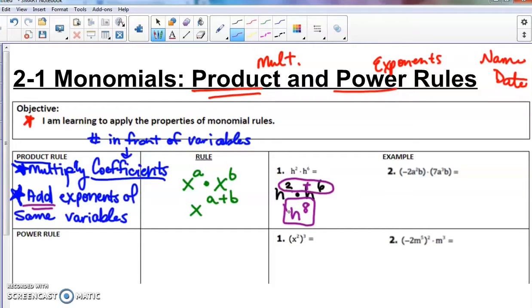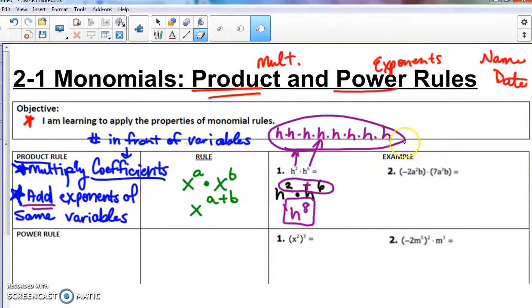And real quick, while we're on this example, I always like to show up here what it actually means. If you have h squared, that actually means h times h. If you have h to the 6th power, that means there's 6 of them. So h times h times h times h times h times h. If you look at all the h's there that are being multiplied together, you have 1, 2, 3, 4, 5, 6, 7, 8, which gives you h to the 8th power. So it just keeps us from having to write out all those variables.